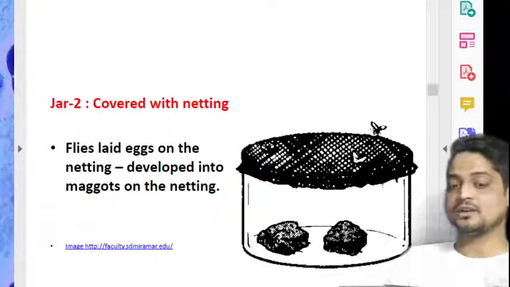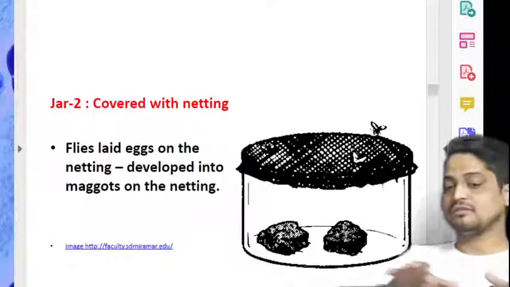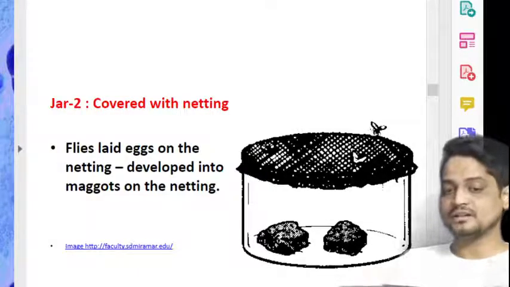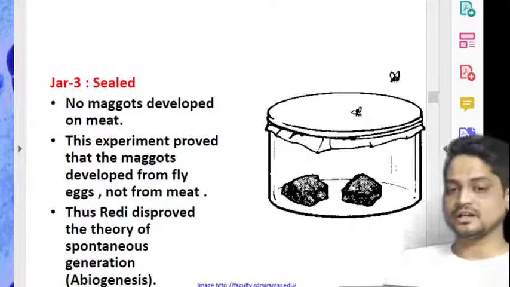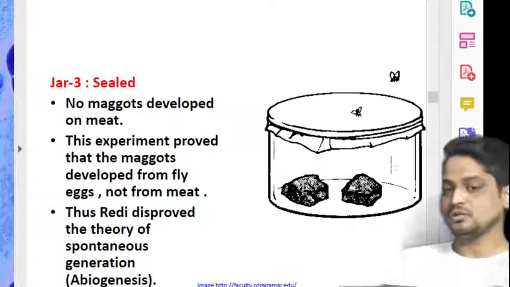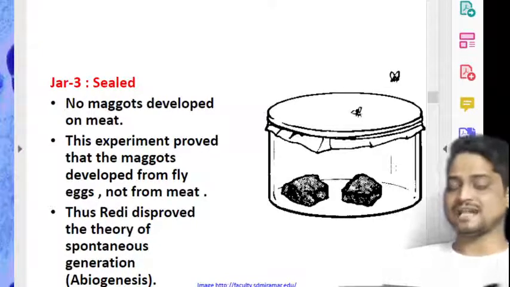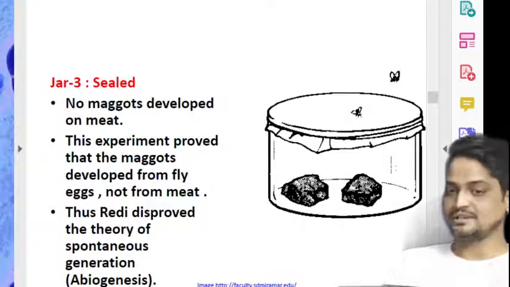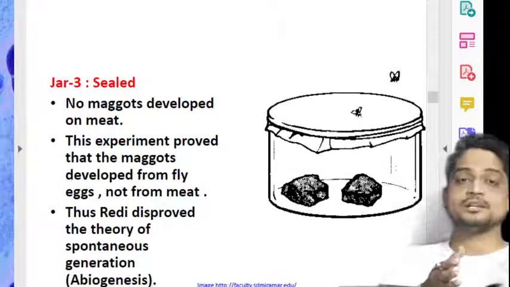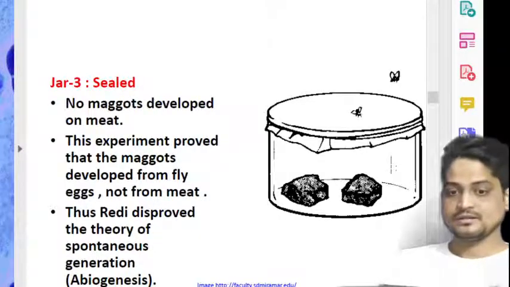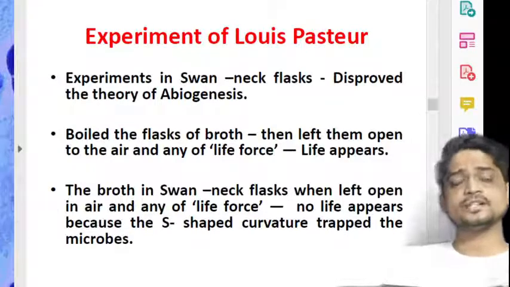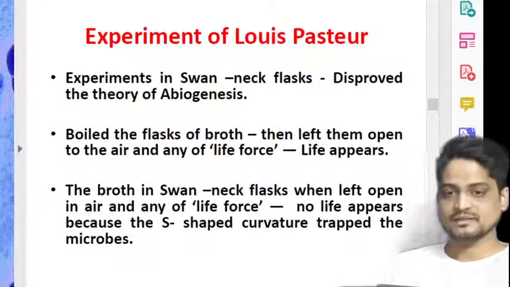Flies laid eggs on the net covering the jar, and maggots developed on the net. The third jar was sealed, so no maggots developed on the meat. This experiment proved that maggots developed from fly eggs and not from the meat, which was the belief of abiogenesis at that time. So it disproved the theory of abiogenesis.